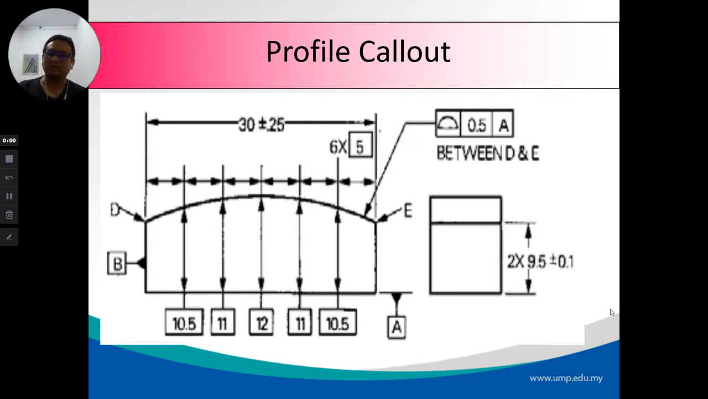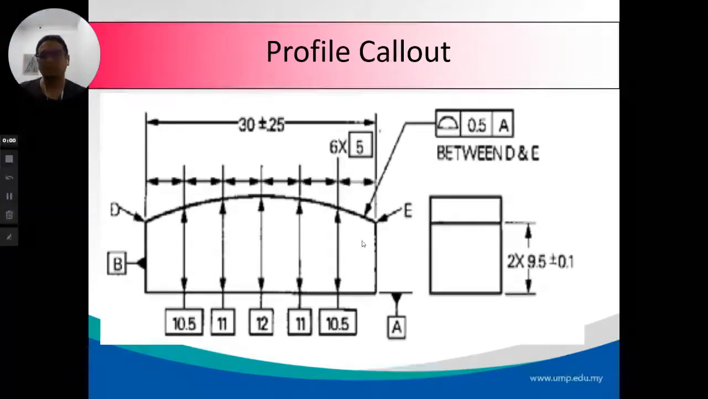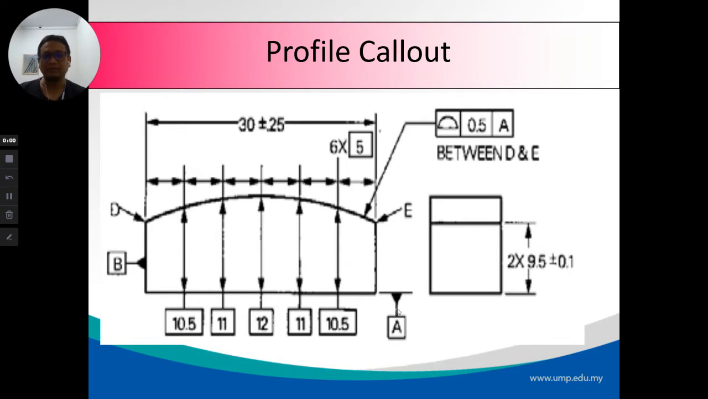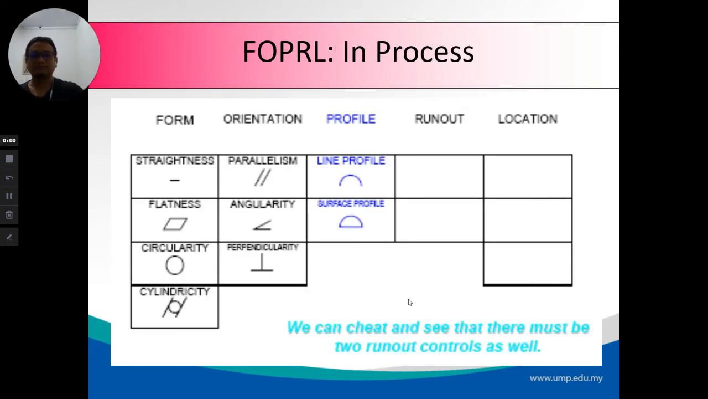So let's look at two examples. The first one, this one is a what? A surface profile of 0.5 from datum A, right? So you have two: line profile and surface profile.